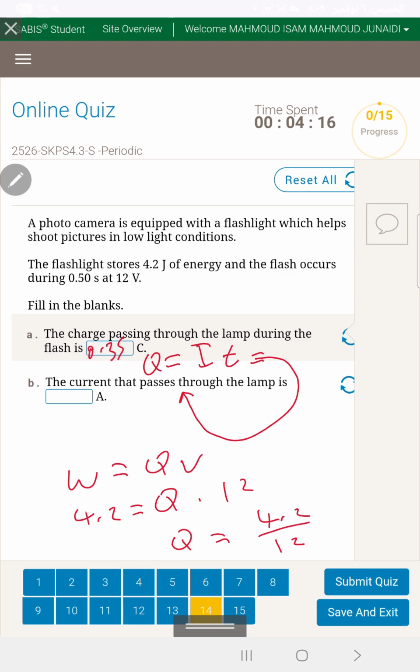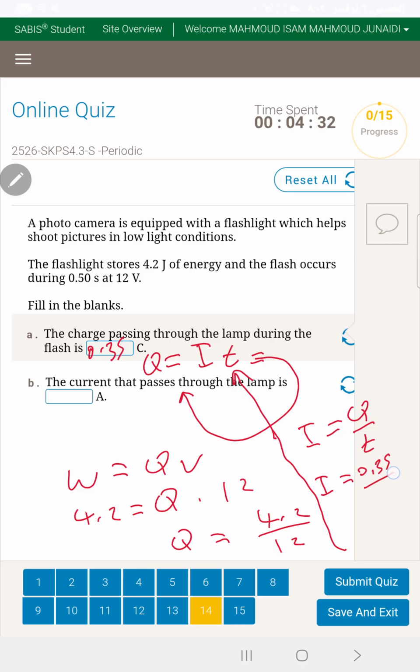Now the current that passes through the lamp, for the current we have to use this formula as we said. So I is equal to Q over T. So I will be Q that we got here, 0.35 coulomb divided by time. The time is given in the question 0.50 seconds. So now you divide 0.35 by 0.50, 0.7 amps, and that's the answer for the question.